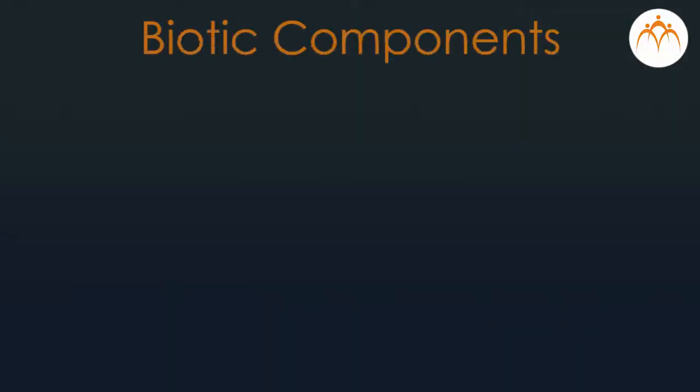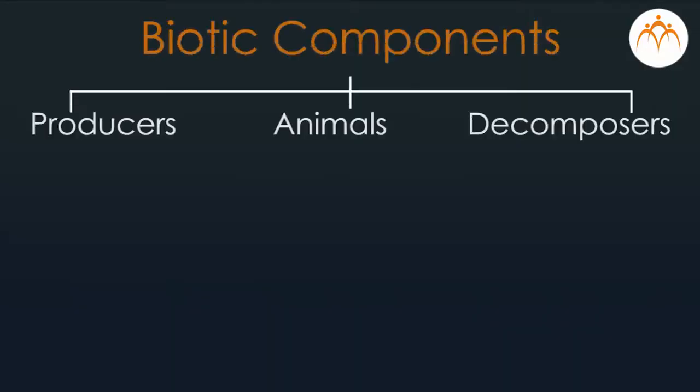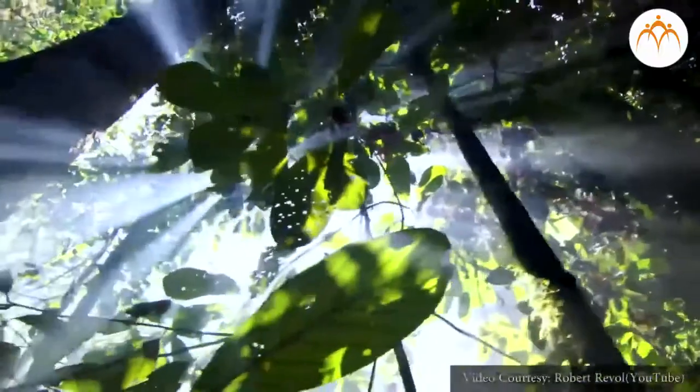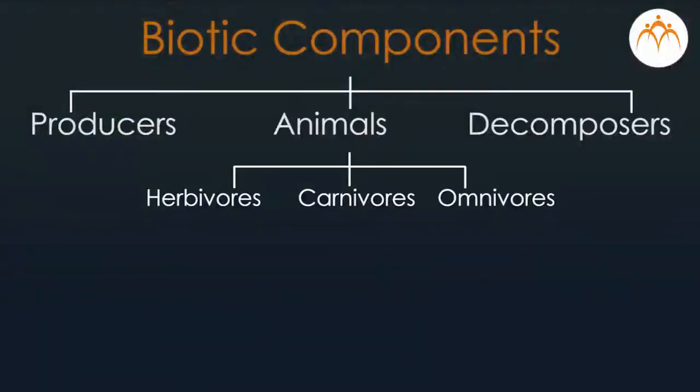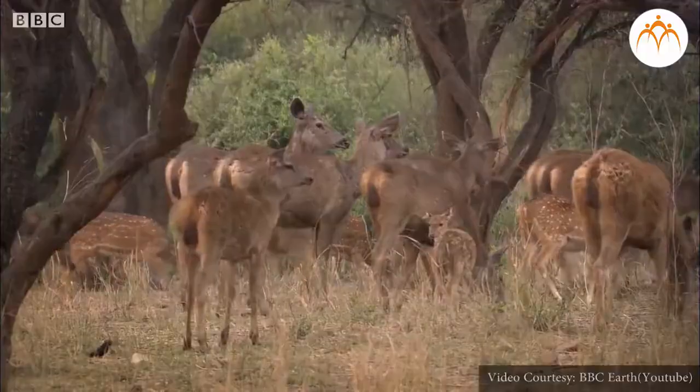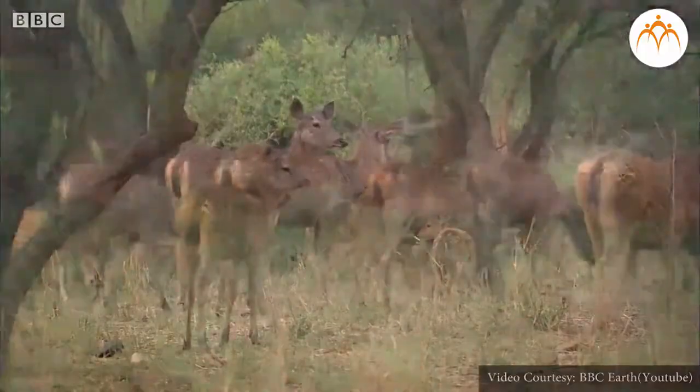Biotic and abiotic components together form the ecosystem. Biotic components include producers, herbivores, predators and decomposers. Plants produce their food with the help of solar energy and store it. Herbivores and predators depend on others for their food. Herbivores depend only on plants.